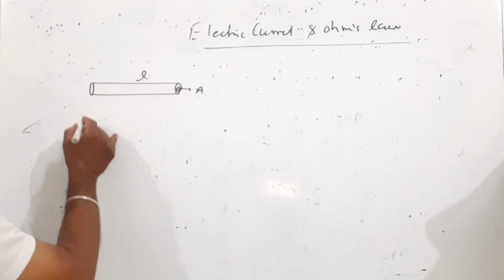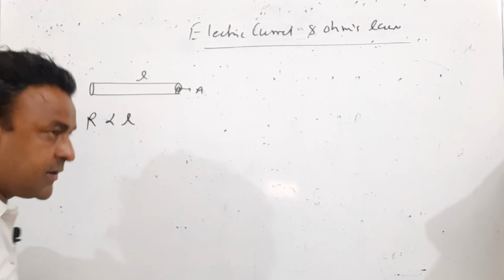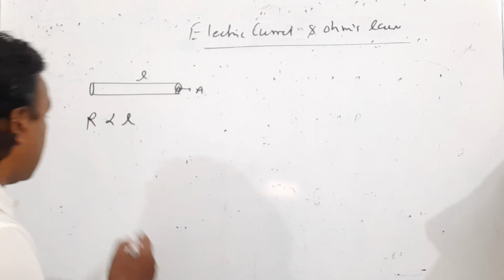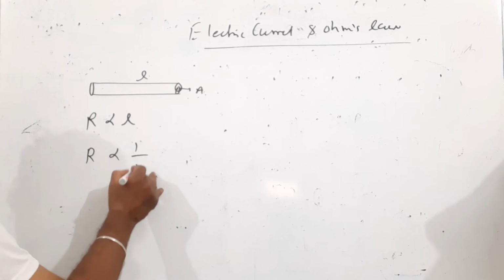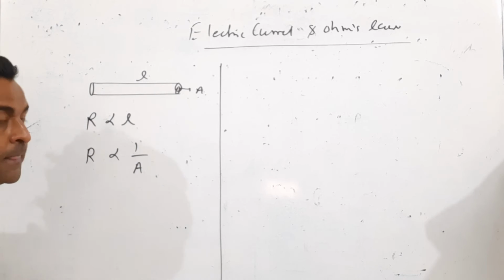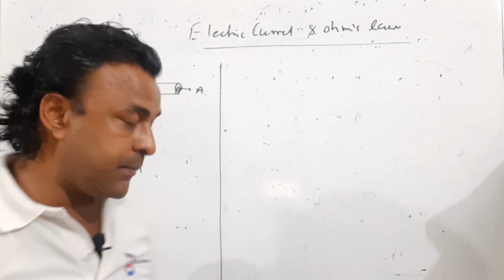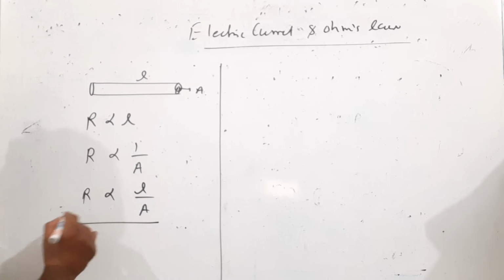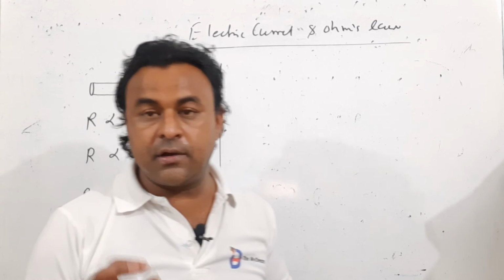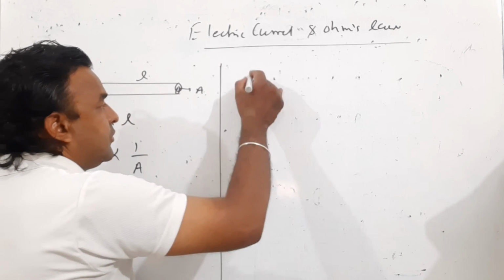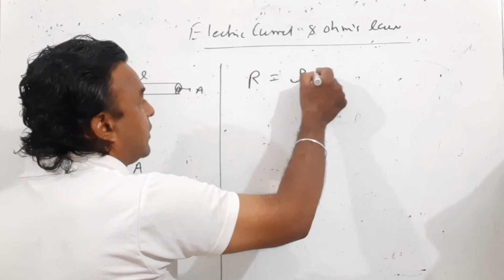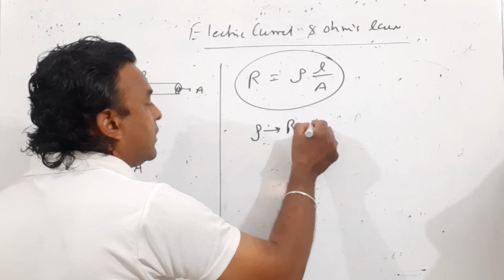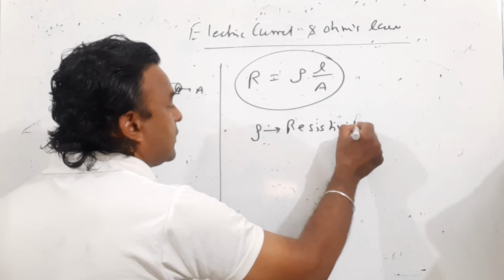So resistance is proportional to length. At the same time, a thicker wire carries more current, meaning resistance is lesser. So R is inversely proportional to the area. If I collect these two, R is proportional to L upon A. Now I want to make this proportionality an equality, then I'll use a constant rho. This constant rho is called resistivity.